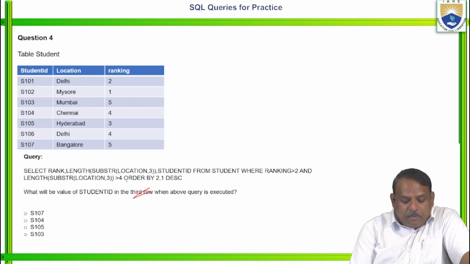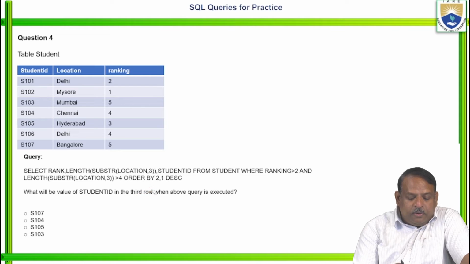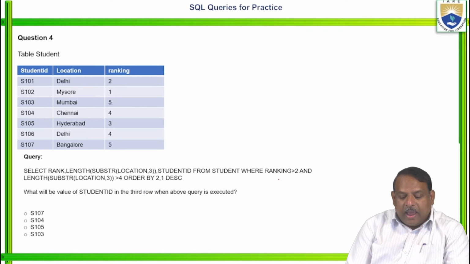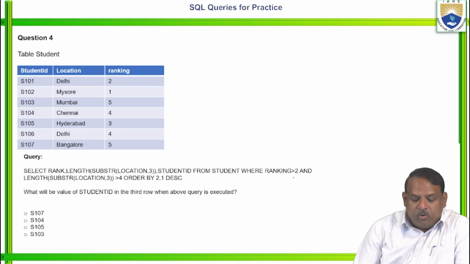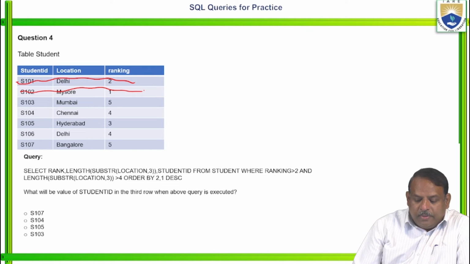Again, it is applying order by 2, 1 desc. What is 2? What is 1? 2 means the second statement in the select statement. The second column in the statement is length. 1 is the first column. Now first we'll try to execute the where clause. Ranking greater than 2 means you can eliminate things. You can eliminate ranking greater than 2. You can also eliminate Mysore. Now we are left with Mumbai, Chennai.